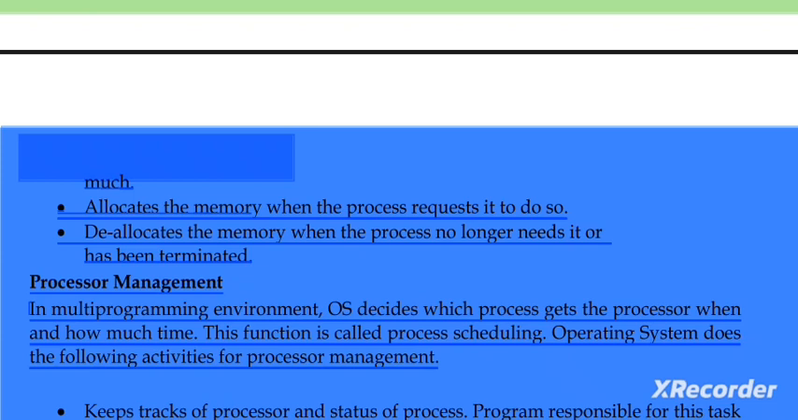And the last one: once it has allocated memory for the process when it is requested, it is still the function of the operating system to deallocate the memory that it has allocated.